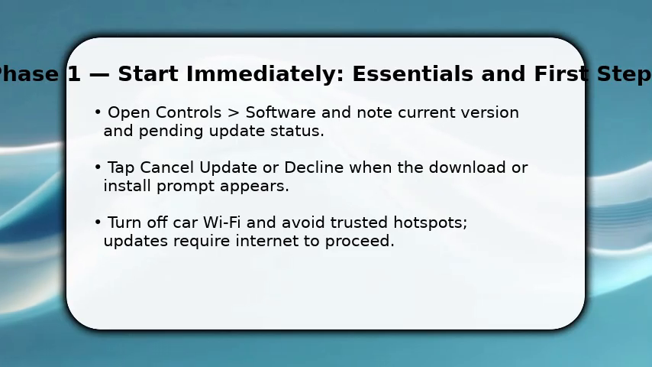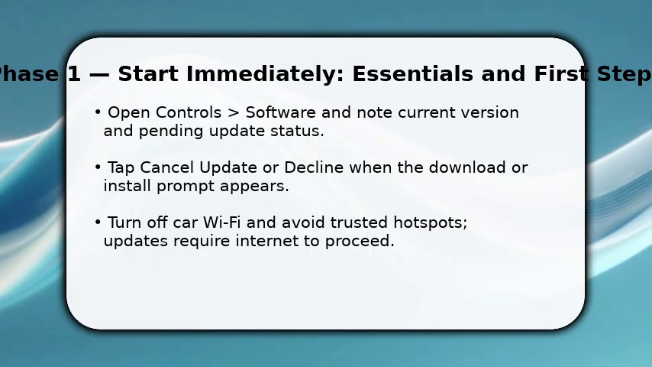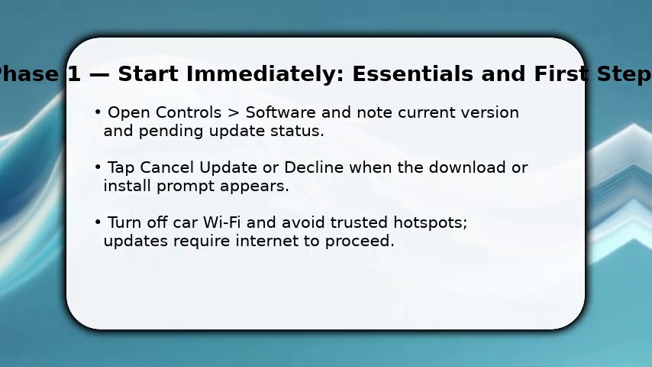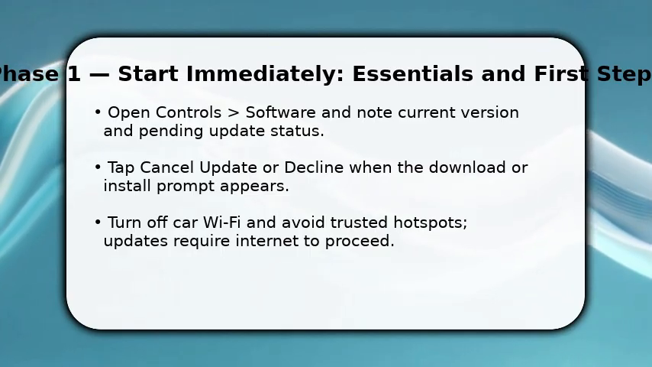You begin immediately by confirming the pending update in Controls software. This tells you whether it's downloaded. Once you see a pending install, tap Cancel Update or Decline to stop the install timer.